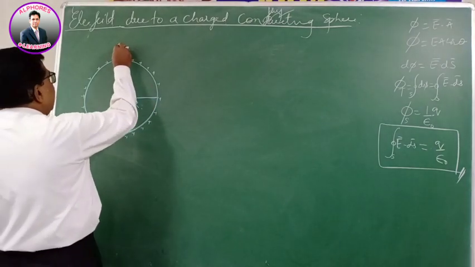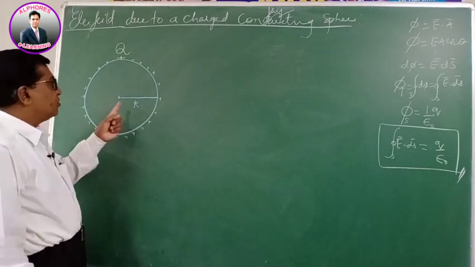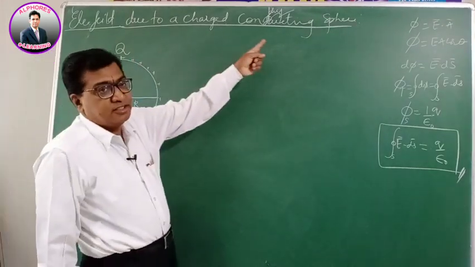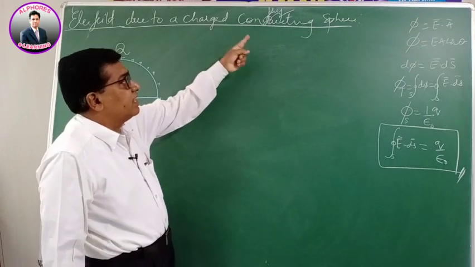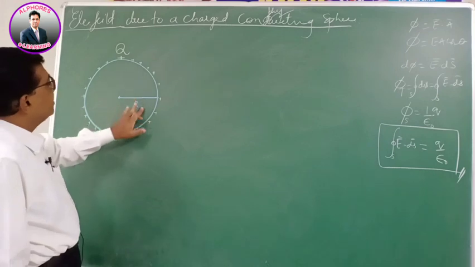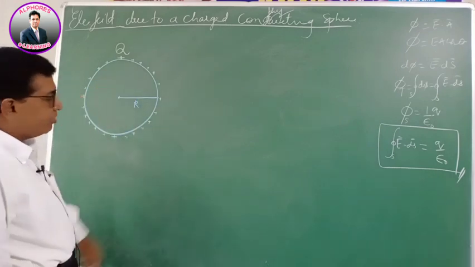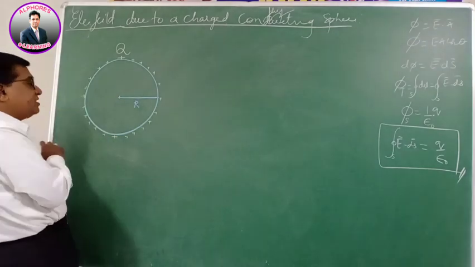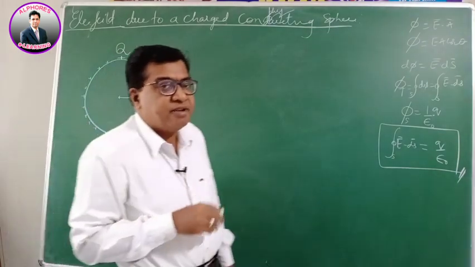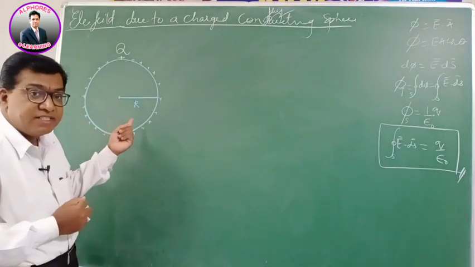So let a charge q be given to a sphere of radius r. For a charged conducting sphere, the charge exists only on the outer surface. There is no charge inside the conductor. Now this is an important point to remember. Okay, now for this conducting sphere, we have to find the electric field intensity. Now this is similar to a spherical shell.